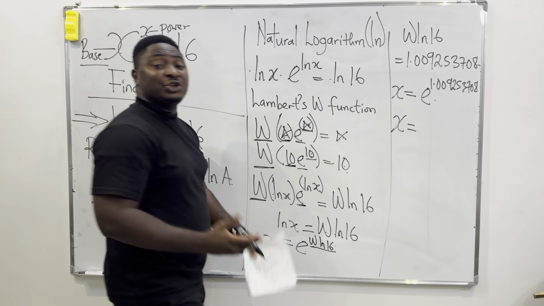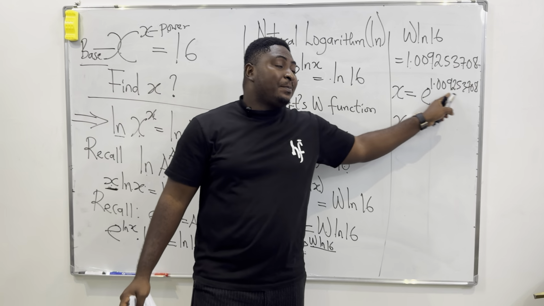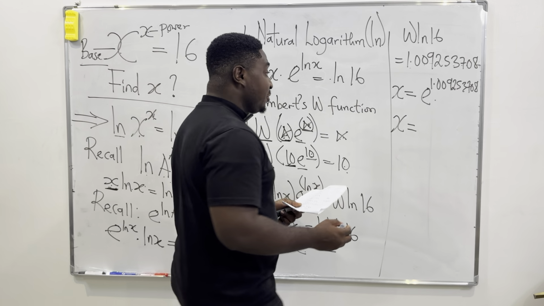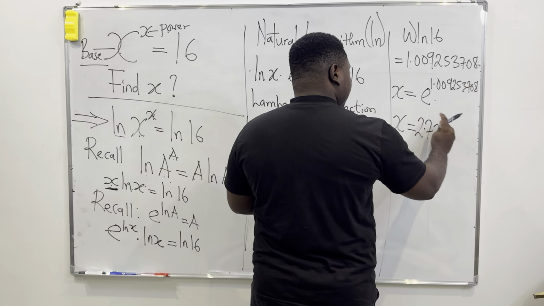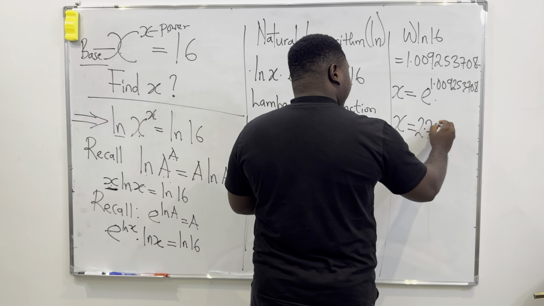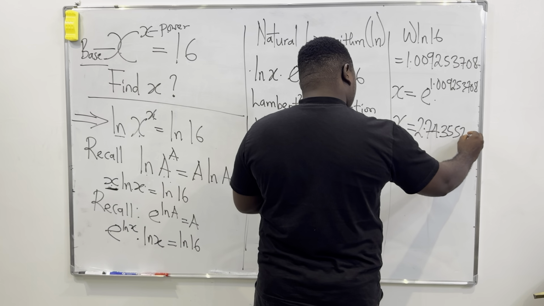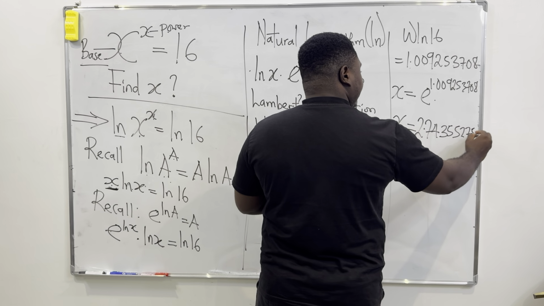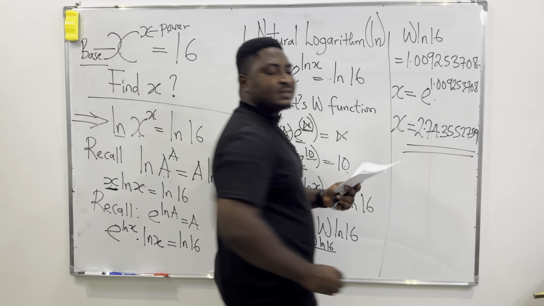At this point, you can use your normal calculator. You just go to your calculator, press exponential and input this value. And you see that you arrive at 2.743552759. This is the value of x.